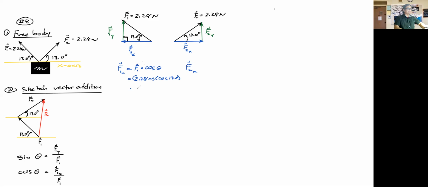If we calculate it and put it in correctly, we get 2.22 newtons. Now you can do the same thing on this side. This time it's F2 times the cosine of theta. Substituting this in, it's 2.28 newtons times the cosine of 13 degrees, and we also get 2.22 newtons. So in both cases we get an answer of 2.22 newtons.